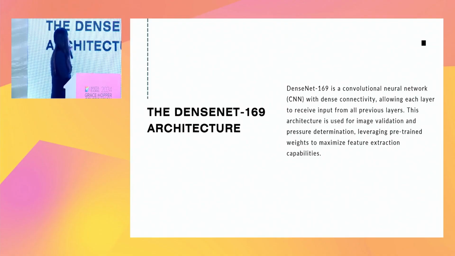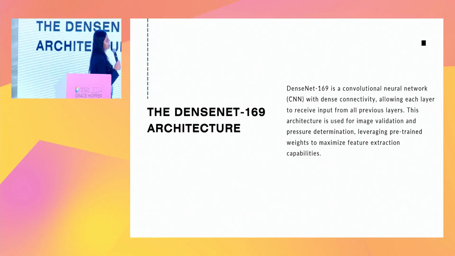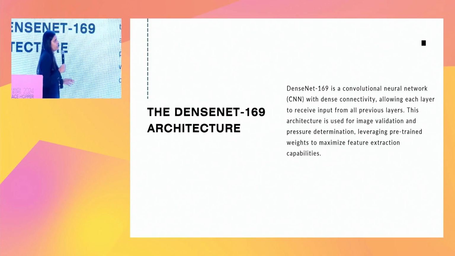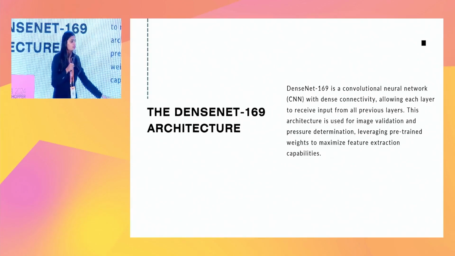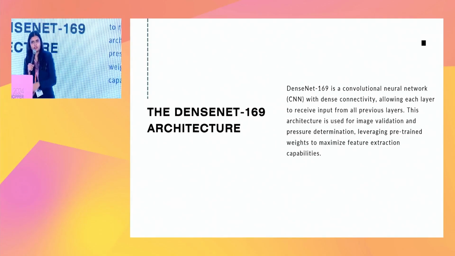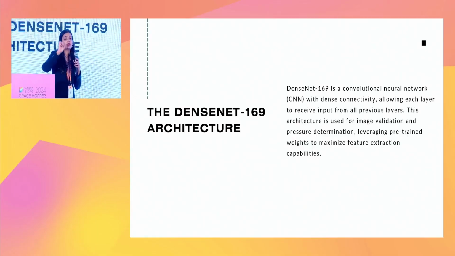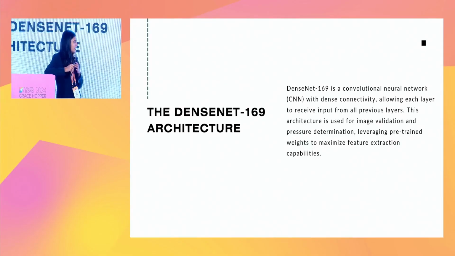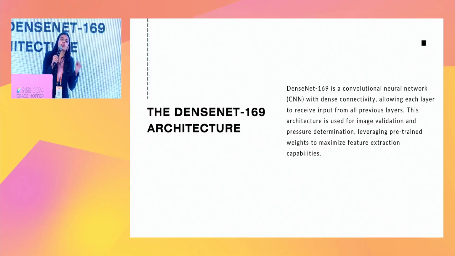Okay, yes. Now we talk about the DenseNet-169 convolutional neural network. With DenseNet, we allow each layer to receive inputs from all the previous layers, okay? Now, how did we come up with that exact number of 265 layers and 265 nodes that we're adding? Again, it was a lot of trial and error.